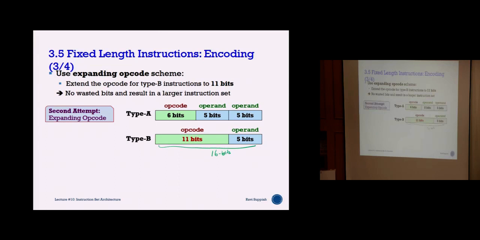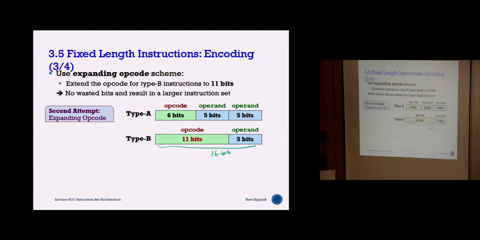Okay, but what is changing is the opcode length. In type A, I have 6 bits, and in type B, I make use of the full 11 bits. So what do I have now? It means I don't have any wasted bits, correct? Okay, I don't have any wasted bits. But how do I make sure that I do not confuse myself with type A and type B?